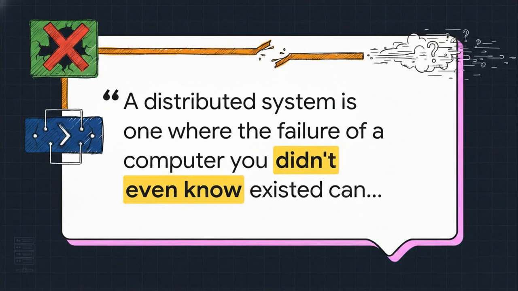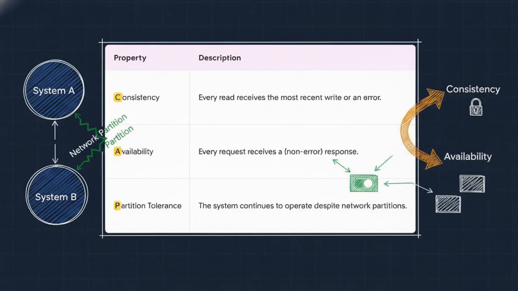And there's this famous quote that just perfectly captures the kind of paranoia you need in this world. It says, a distributed system is one where a computer you didn't even know existed can fail, and suddenly your own computer stops working. In this networked world, you're suddenly forced to make an impossible choice.